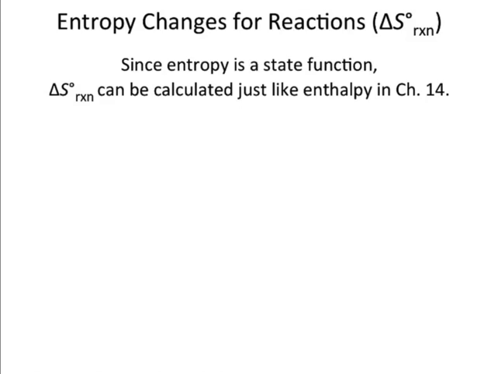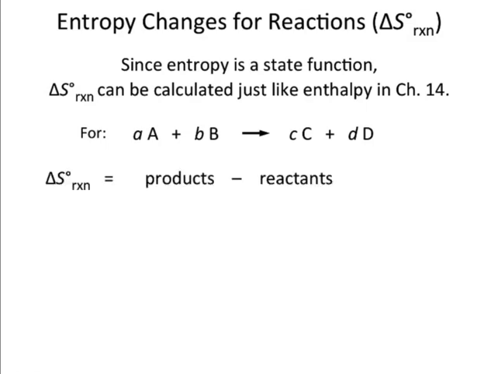That's pretty important. And so very analogously to how we did this before, you have some reaction. A plus B goes to C plus D. The lowercase letters are the stoichiometric coefficients. And so it's final minus initial, products minus reactants, gives you the entropy change for this reaction.